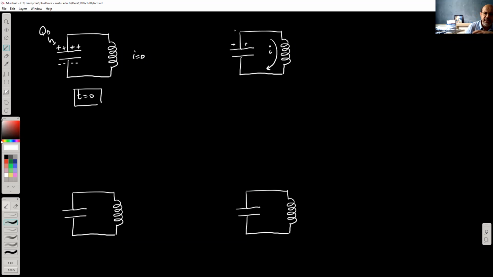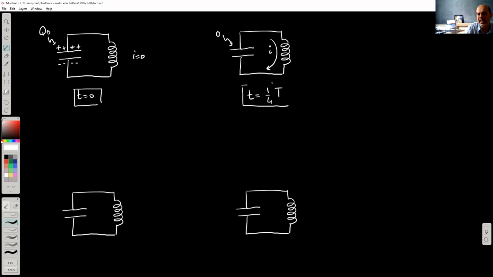But let's just continue further, because as long as there's a charge in here, this charge is going to discharge through the wire. And so as a result, it will keep decreasing. So eventually, we come to a point where there is no charge on the capacitor, but there is a current on the inductor, right? So that's basically at quarter period.